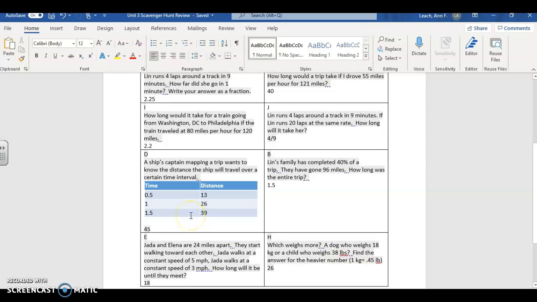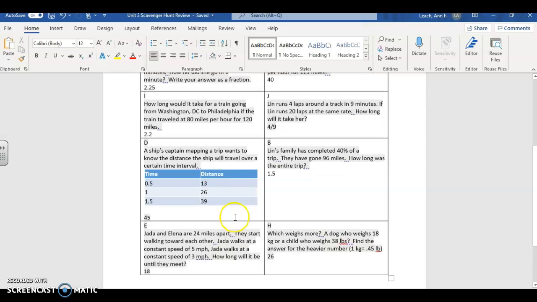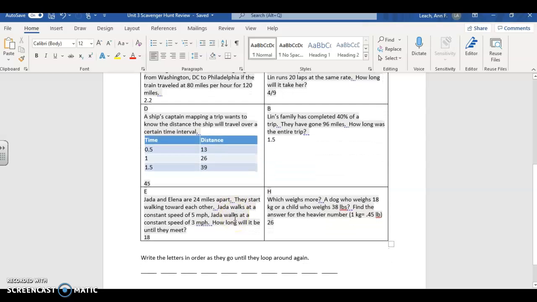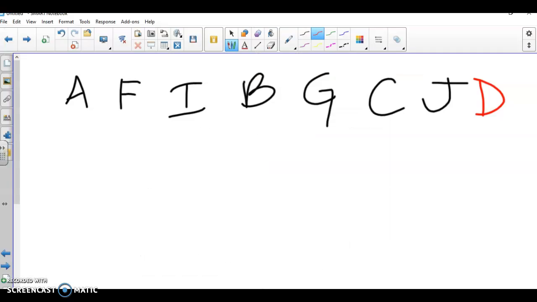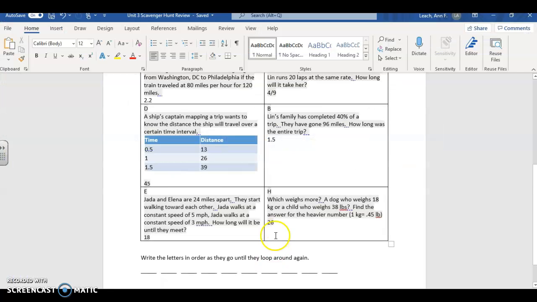So if you look right here in the middle column, it tells you the answer, 26 miles per hour. So let's look for 26 miles per hour, which is right here, letter H. 26 miles per hour is how fast that goes. So our next one is H. So D and then H. So we're kind of looping around. I'm going to just write down below because I'm going in a circle. So H is next. Here's H.